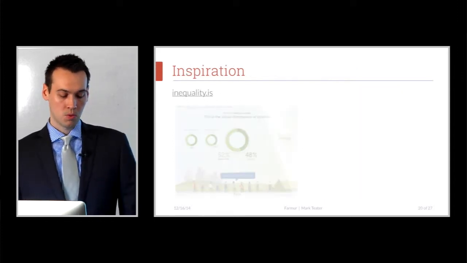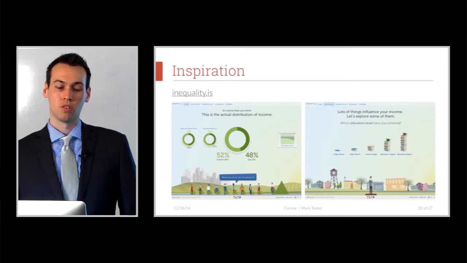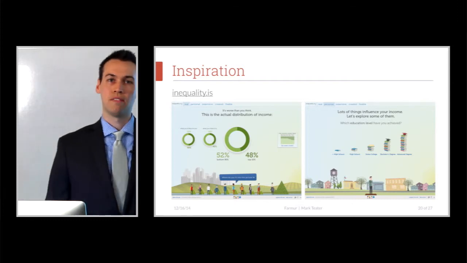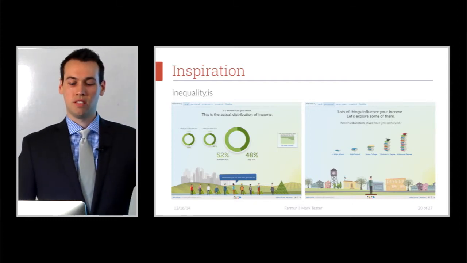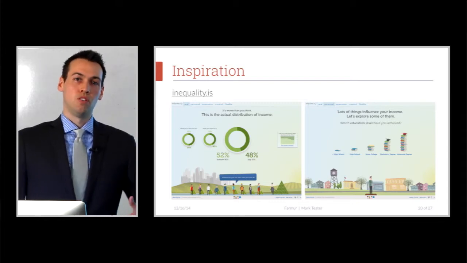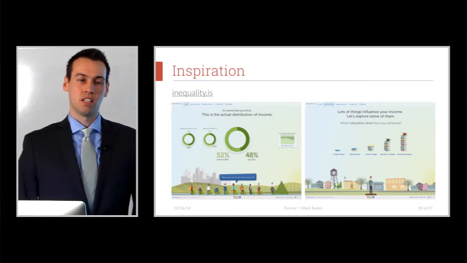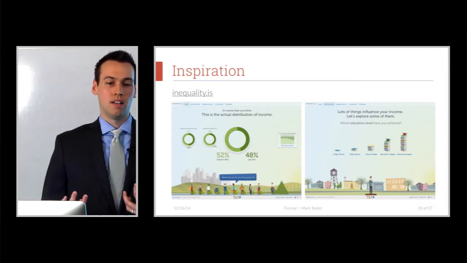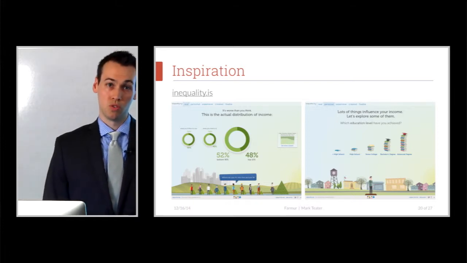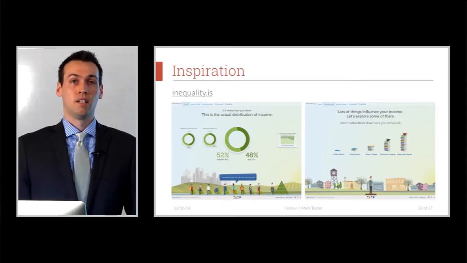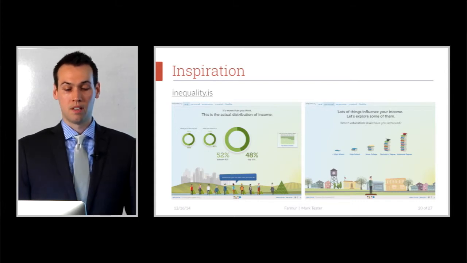One of the inspirations that I had for Farmur was a website called inequality.is, and it's a data-driven, highly visual infographic site that adjusts its visuals for the user itself. You can type in your name and age and different things, and it gives you an interactive experience that is highly applicable to the person who's actually using it. It's a very interesting website, and I highly recommend checking it out if you get the time.